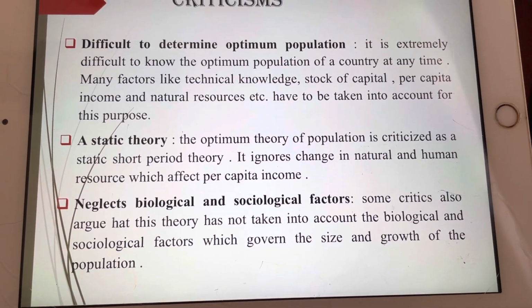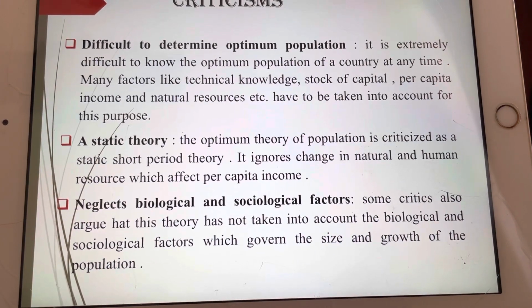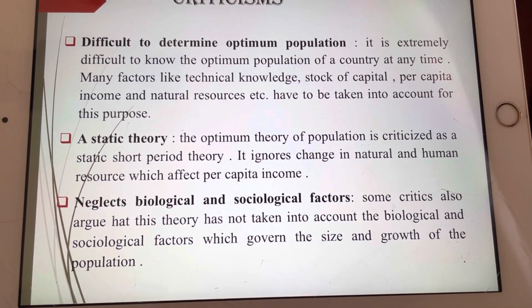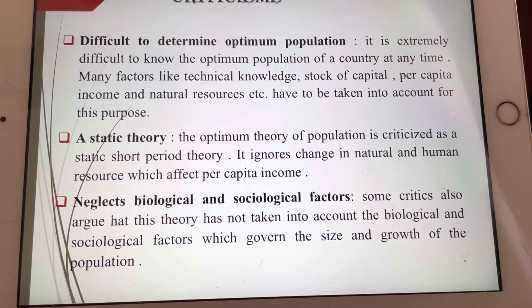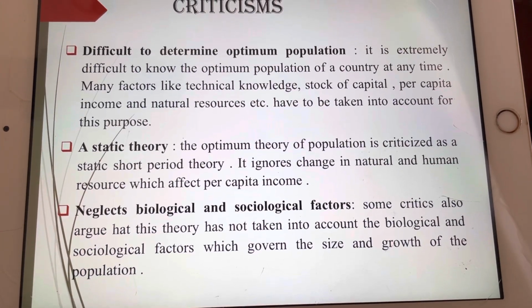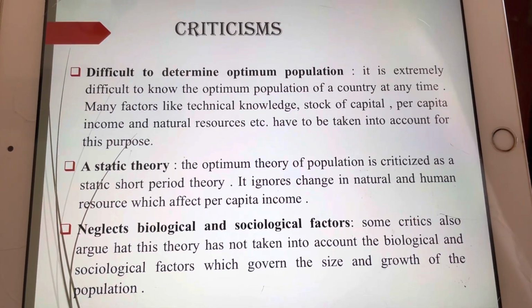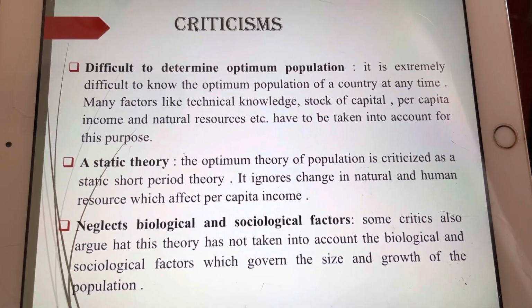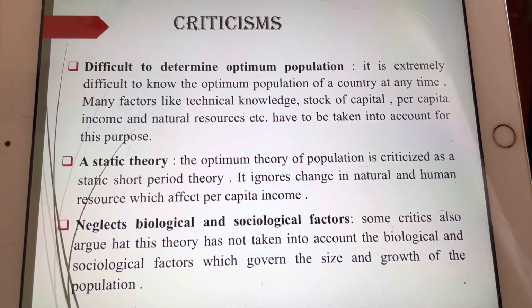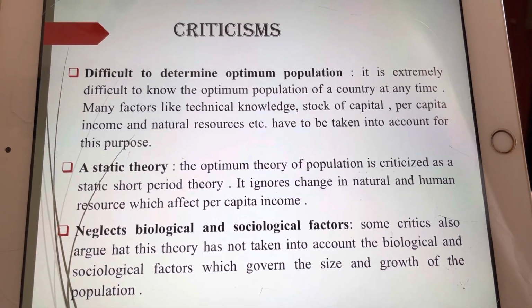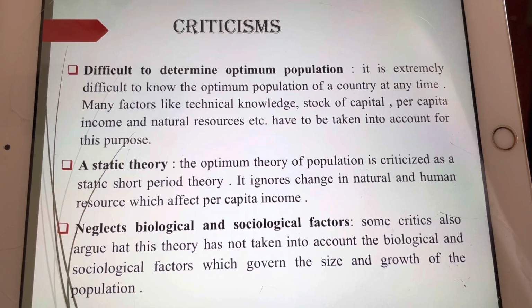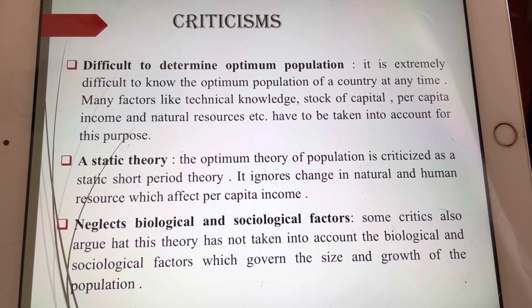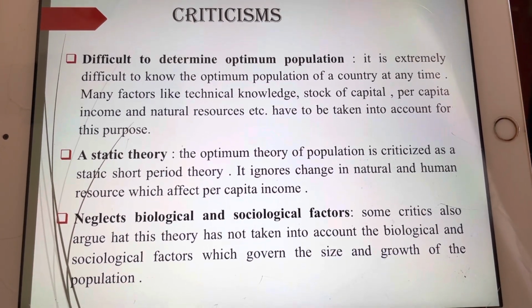So the level of availability of the resources or the use of the resources is very difficult to compare with the size of population. So in the optimum theory of population, this is the biggest criticism. It's very difficult to determine the time in the country when it has the optimum population. Now we will discuss the second criticism, that is the static theory.